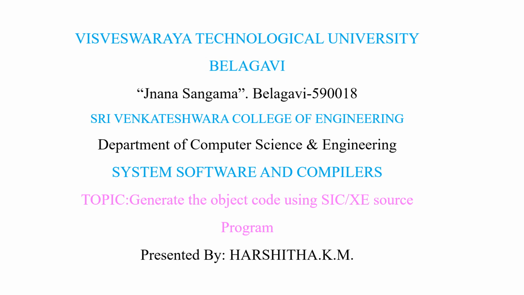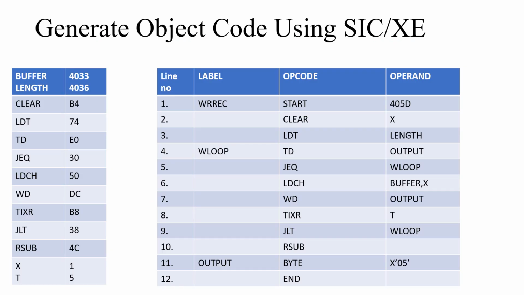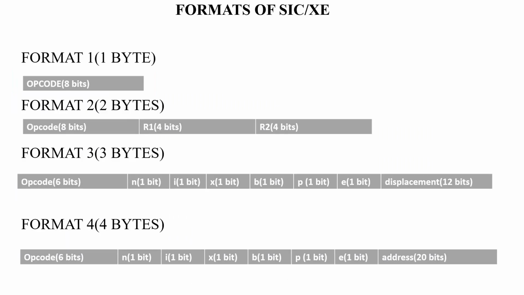Today I am going to present the topic on how to generate the object code using a SIC source program. Basically, this is a SIC program which consists of label, opcodes, operands, and the addresses of these opcodes are written in this table. So in the next step, we need to know the location and also the format for these opcodes. Moving to the format section, SIC consists of 4 different formats.